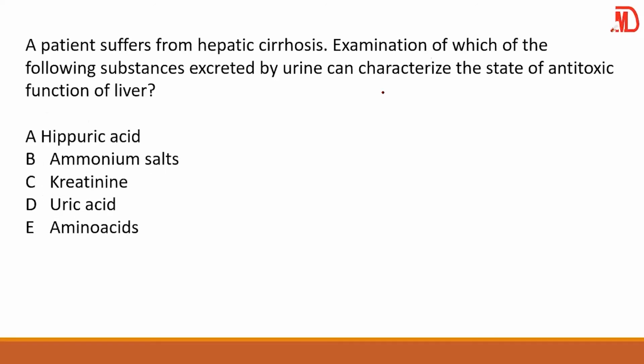Okay. Now, a patient is suffering from hepatic cirrhosis. When we say hepatic cirrhosis, we are referring to a chronic condition of the liver, whereby the normal cells will now become scarred, or you now start seeing scar tissue being present. So the tissues are being replaced with scars. Now, examination of which of the following substances excreted by the urine can characterize the state of the antitoxic function of the liver.